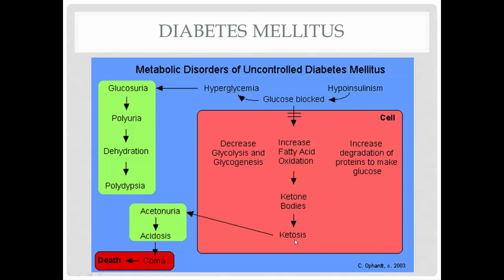Ketoacidosis is the buildup of acids, or metabolic acids, associated with these ketones. That also leads to what's called acetonuria, or acetone or ketones in your urine, and again, acidosis. If your blood becomes too acidic, then that can lead to coma and even death. And then, of course, the hyperglycemia leads to a lot of glucose in the urine, which means you pee a lot, you're dehydrated, and you're thirsty.